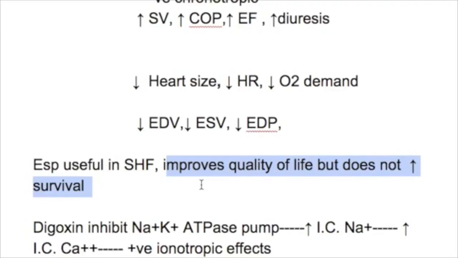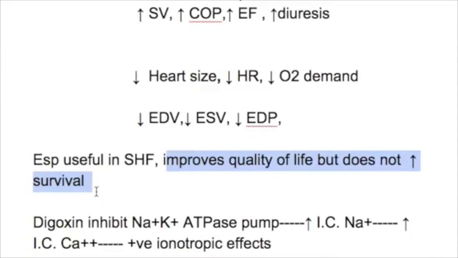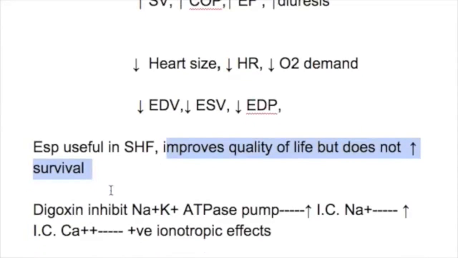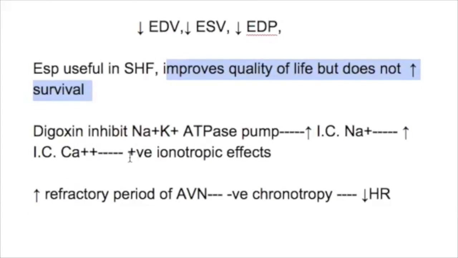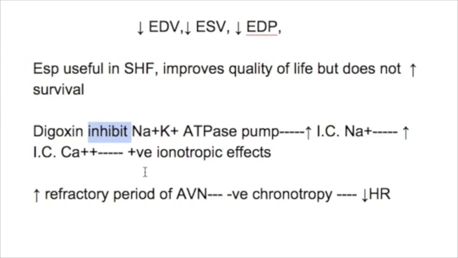This is important because ACE inhibitors, beta blockers, and aldosterone antagonists increase the survival. But digoxin does not increase the survival, though it improves the quality of life. How does digoxin increase the force of contraction? Digoxin inhibits the sodium potassium pump. So it increases the intracellular sodium, which increases the intracellular calcium. Increased calcium causes an increase in force of contraction.